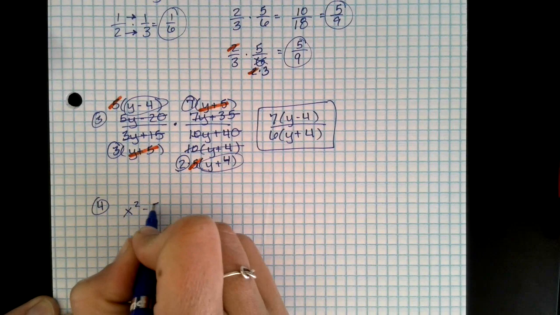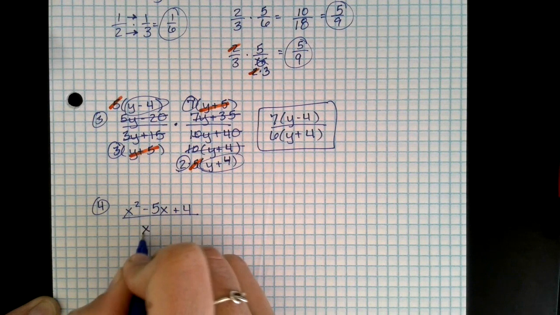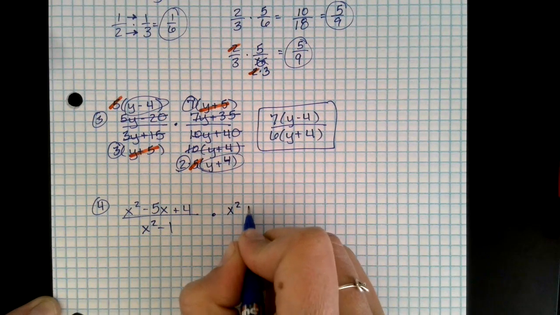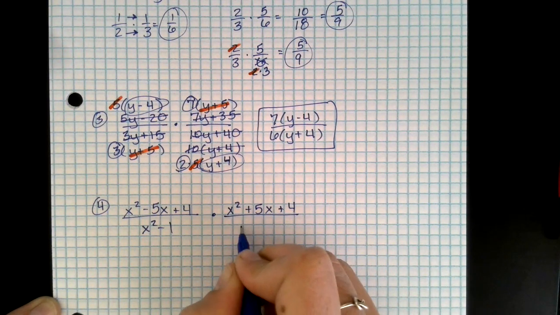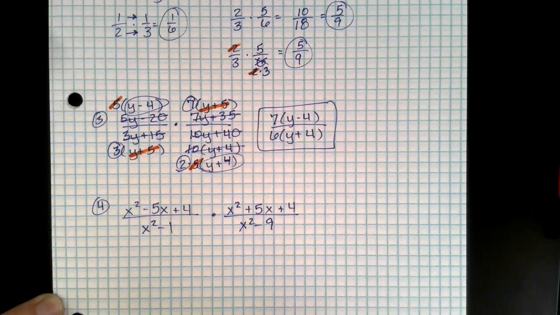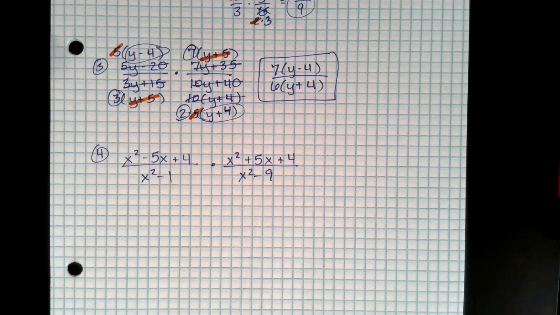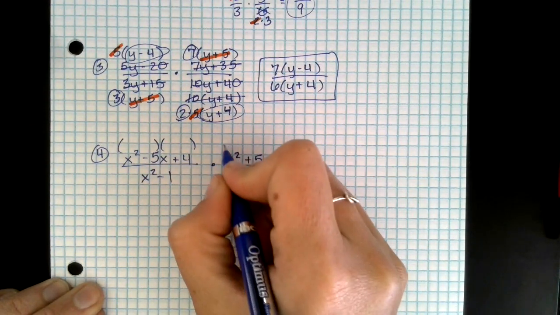So here's another example. We've got (x squared minus 5x plus 4) over (x squared minus 1) times (x squared plus 5x plus 4) over (x squared minus 9). So I would encourage you to pause this and try it on your own just to see what you come up with. So to solve this, I'm going to go ahead and do my factoring first.